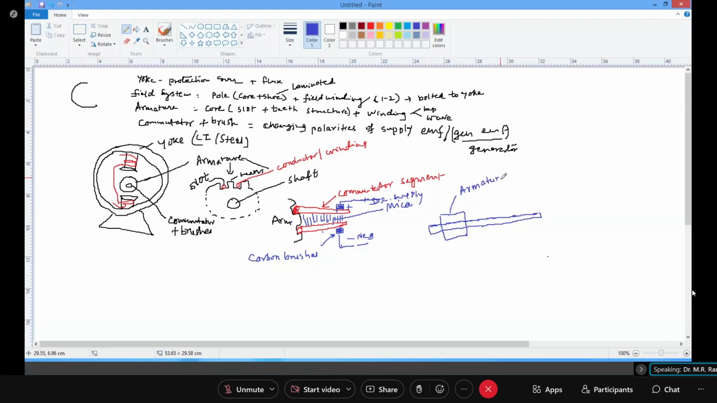Sir, are they easily removable in the commutator? Huh? No. They are connected permanently. Only brushes are easily removable. Other things are not so easy.